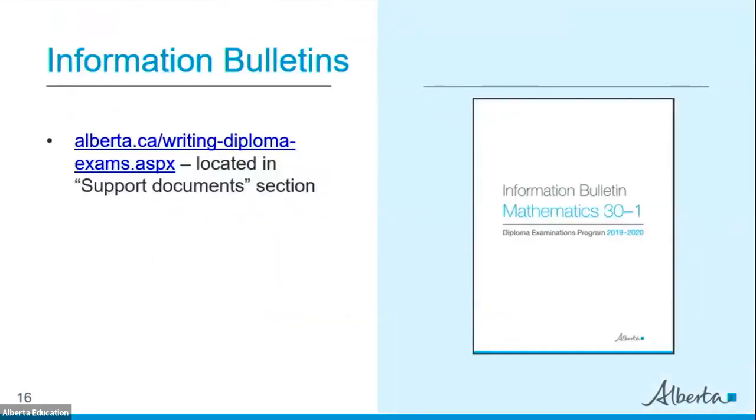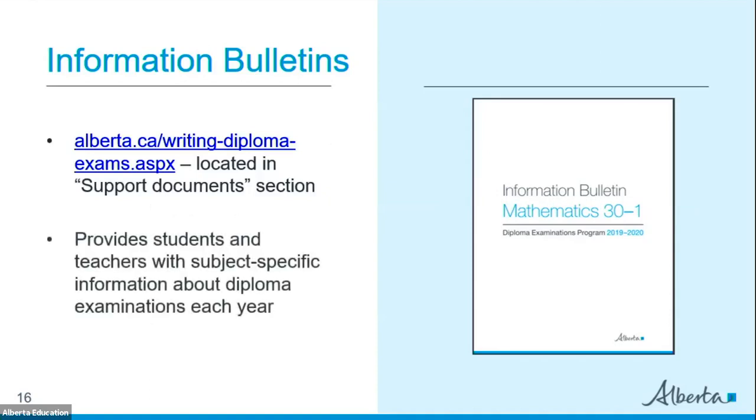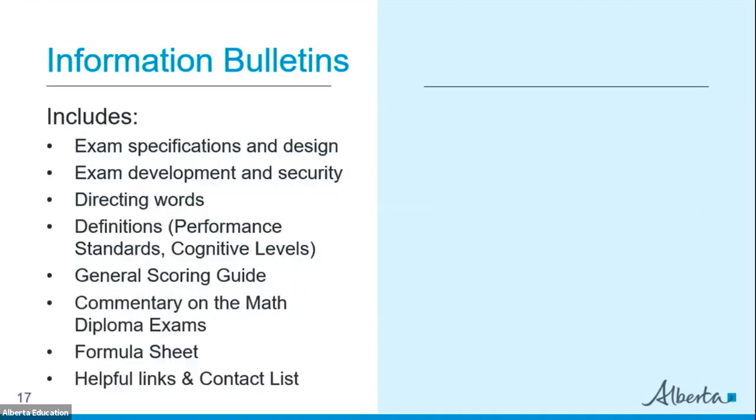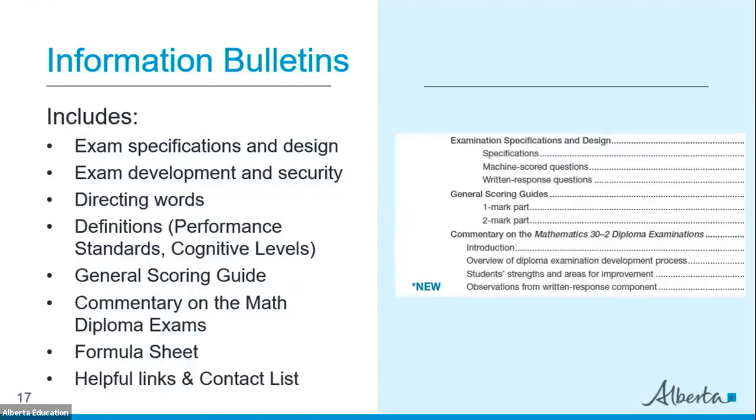Next, each diploma course has an information bulletin to provide students and teachers with subject-specific information. This document is often updated every fall to reflect any changes or any additional information that teachers might need. For example, in Math 30-1 and 30-2, the information bulletin includes information about blueprinting and exam design, definitions of the math directing words, cognitive levels, and information about the written response scoring guide. Each year, the exam managers also provide a commentary on how students have performed on the exam, including areas of strengths, areas for improvement, and observations from the written response component.